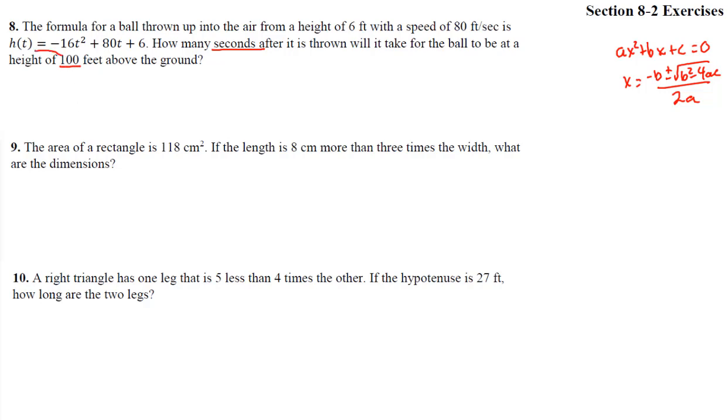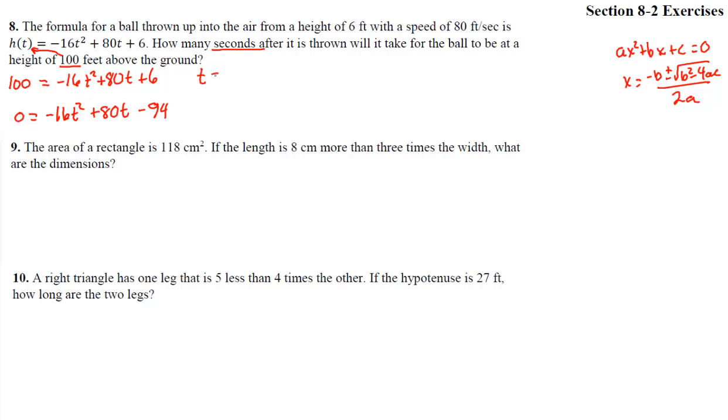So that means we're going to put 100 right over here. So we get 100 as its height and solve for t. 16t squared plus 80t plus 6. Now notice we cannot use the quadratic formula until we get it equal to 0. So 0 equals negative 16t squared plus 80t minus 94. There we go. Okay, so let's solve this out with the quadratic formula.